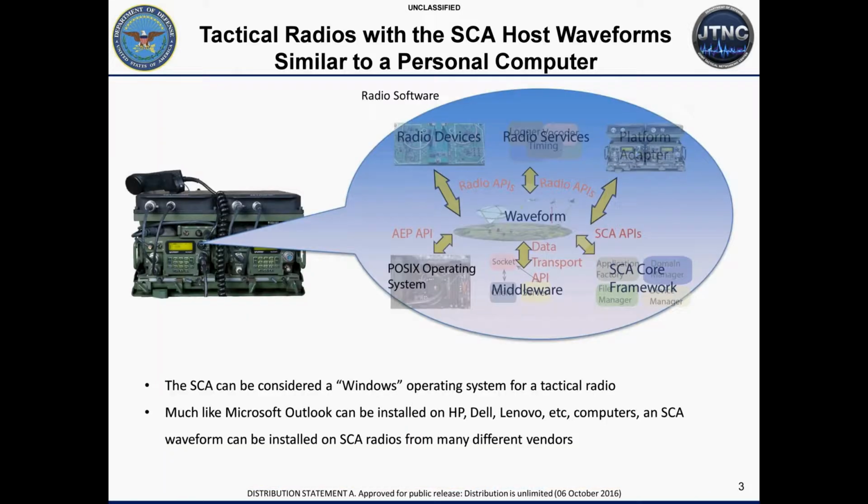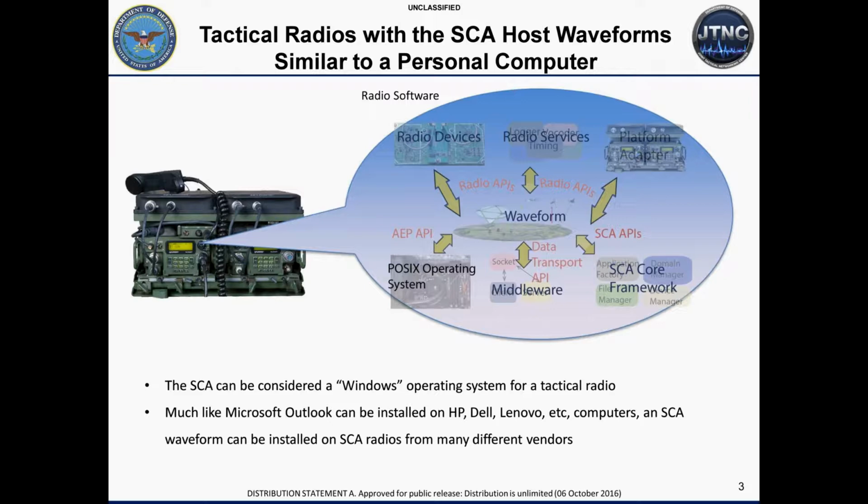Slide 3 provides the perspective that the SCA is similar to a Windows operating system for a tactical radio. That isn't completely accurate, but it does provide the perspective of how an SCA waveform can be installed on any SCA-compliant radio. On the right-hand side of the graphic, we depict the software architecture of the radio. The radio software itself is on the outside of the waveform, along the periphery of the bubble. The radio has hardware services such as the modem, GPS, Ethernet, that are provided standardized interfaces to the waveform. Recall, because of the SCA, the waveform will see exactly the same interface on every radio set.